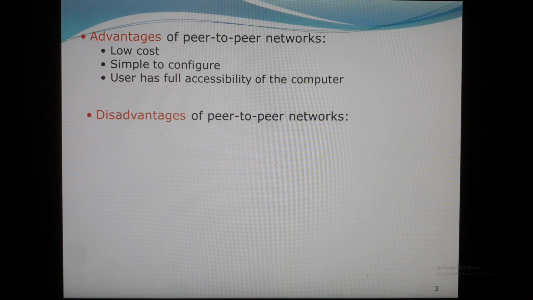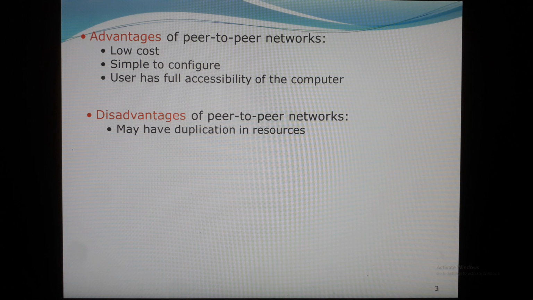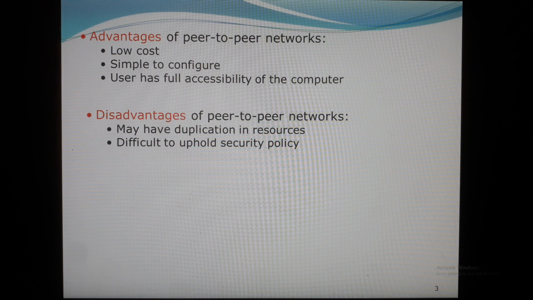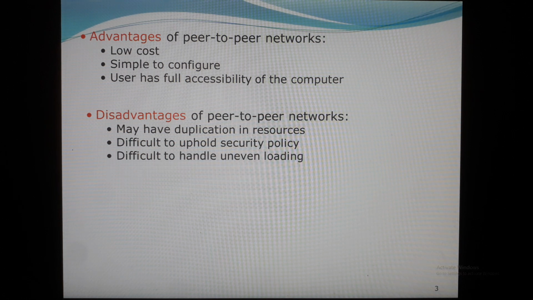Now let us see what are the disadvantages of peer-to-peer network. May have duplication in resources because there is no central server which can control all the clients. Second point is difficult to uphold security policy, difficult to handle uneven loading.